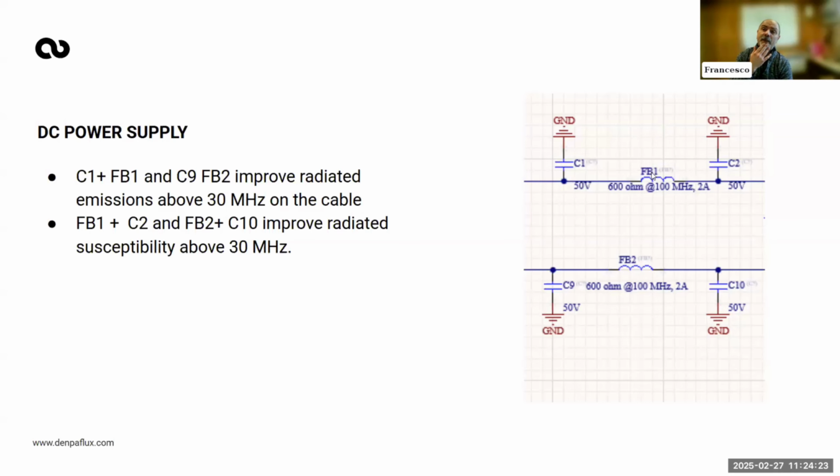FB1 C2, same as FB2 C10, instead work the other way around. As I said, the cable is an antenna, and when you do a test like radiated immunity, some RF may come into your antenna, and pretty much, you really don't want that.